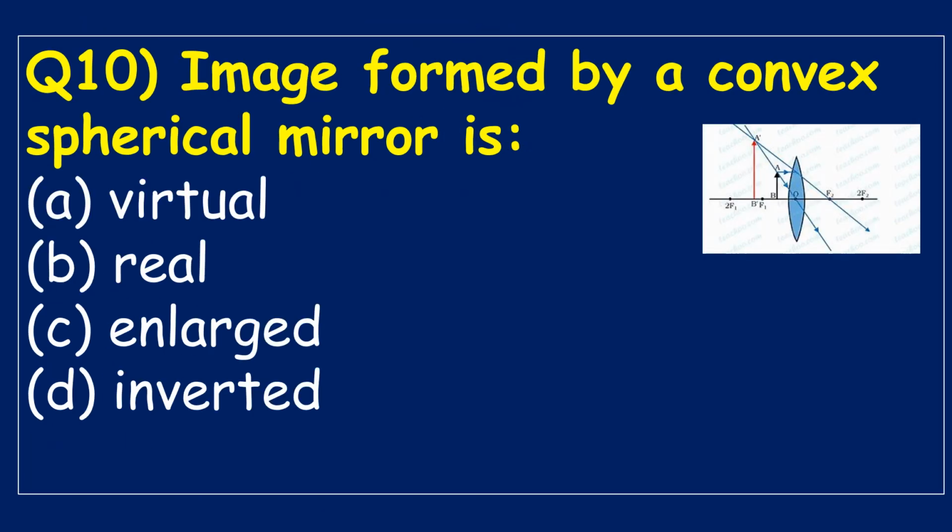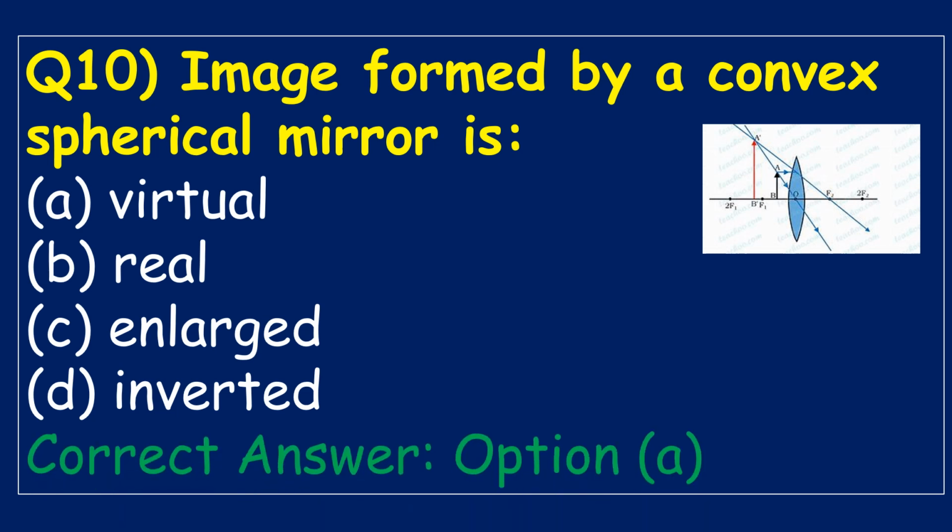Next question. The image formed by a convex spherical mirror is dash: virtual, real, enlarged, or inverted. Option A, virtual image. In this picture, the image formed is virtual and enlarged, right? When the object is kept between the focal point and the optical center, the image is formed on the same side of the object, that is an enlarged and virtual image.